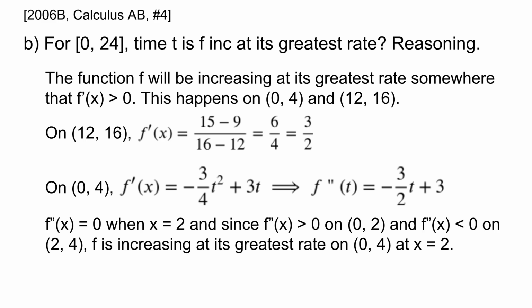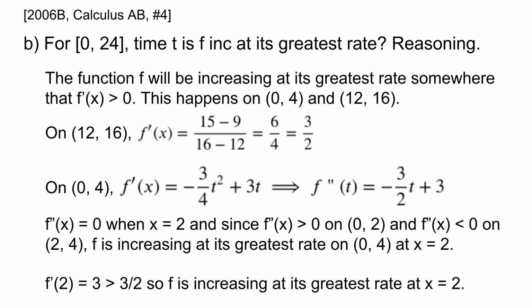Since f double prime of x is positive on the interval from 0 to 2, and f double prime of x is negative on the interval from 2 to 4, f is increasing at its greatest rate on the interval 0 to 4 at x equals 2. And since f prime of 2 is equal to 3, and that is bigger than 3 halves, f is increasing at its greatest rate at x equals 2.